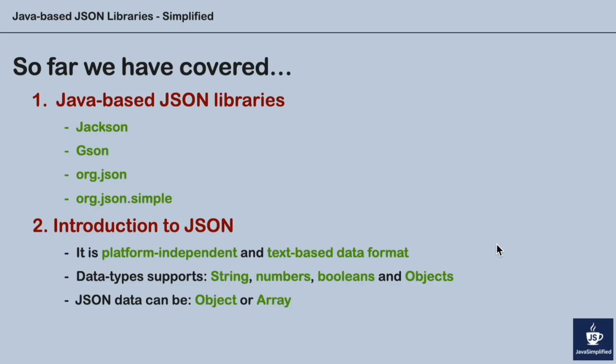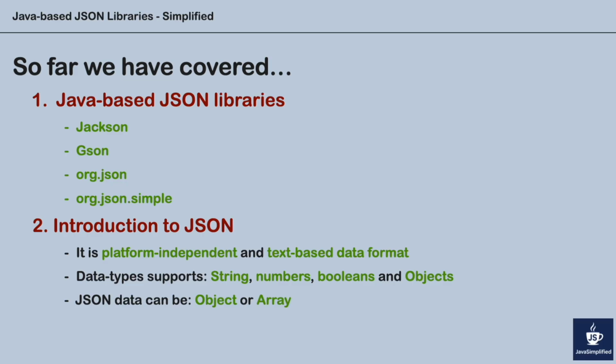Hi everyone. In our last two videos, we have covered two topics. First is about what are the major Java-based JSON libraries available, like Jackson, JSON, org.json and org.json.simple. Along with that, we also learned their applicability, meaning in which scenario which JSON library can be used efficiently. If you have not seen that video, then I would recommend to watch the part 1 video and come back.